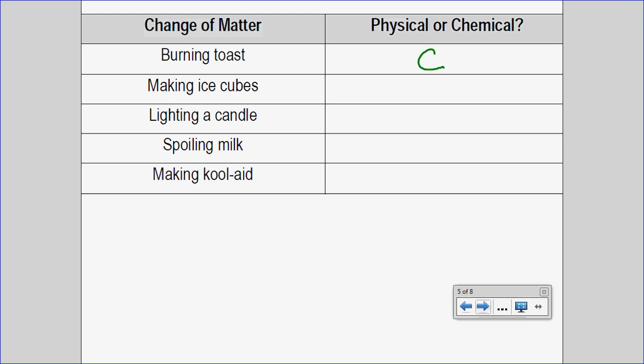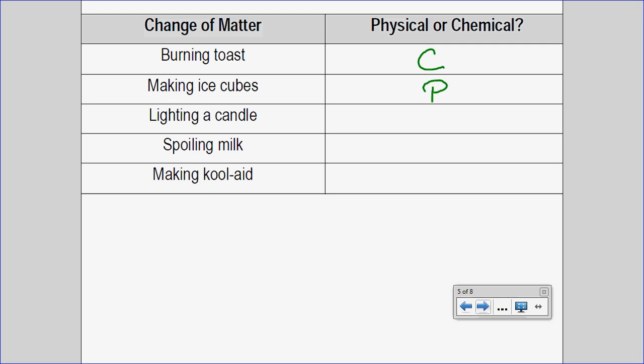Making ice cubes. Well, I would be making ice cubes from water. And if I take water and I put it in the freezer, it gets colder and it turns into a solid. But it's still water. So if its identity didn't change, it must have been a physical change.